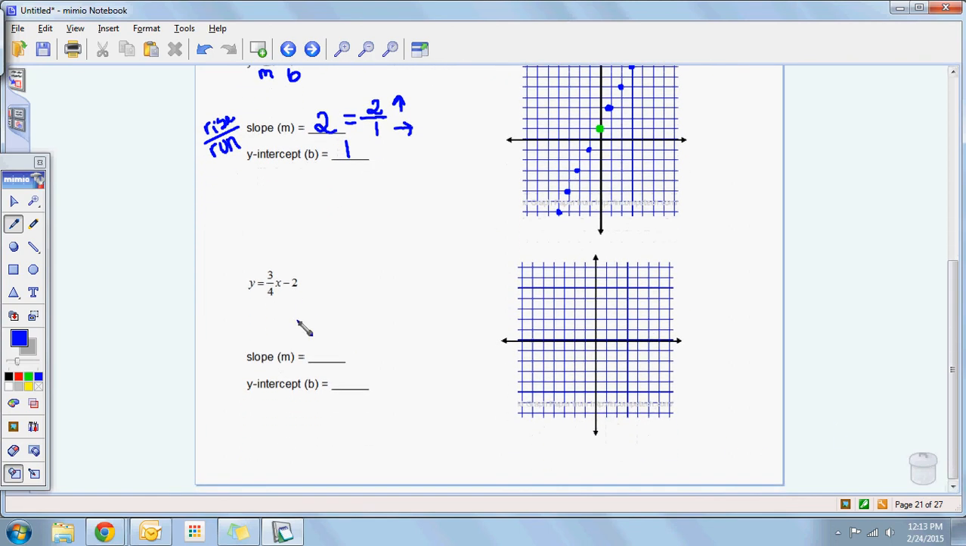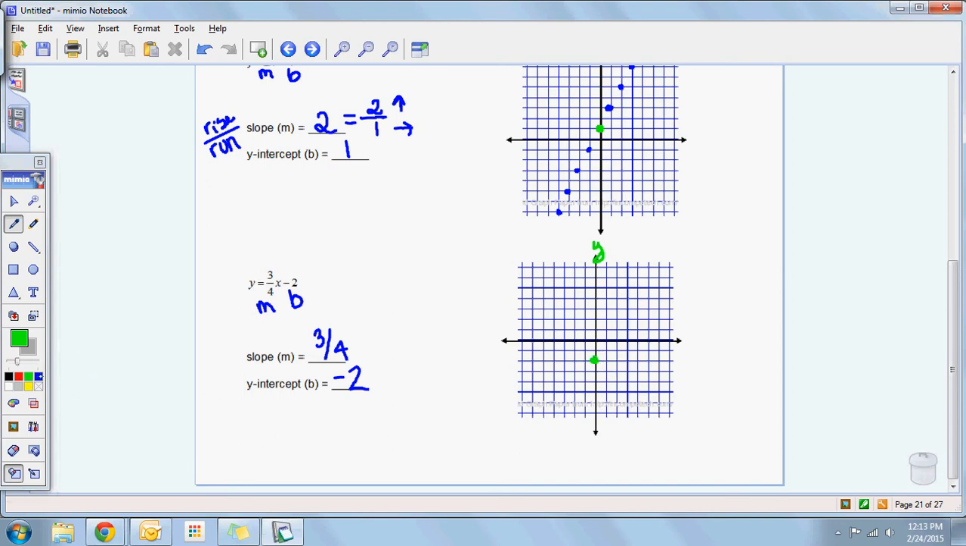All right, let's try this one. So our slope is 3 over 4. And our b is, we've got a negative, so it's -2. All right, our slope is a fraction, so we're good to go. So we're going to begin at the b. We're going to put our very first point on the y-axis at -2. That's where we're going to begin.